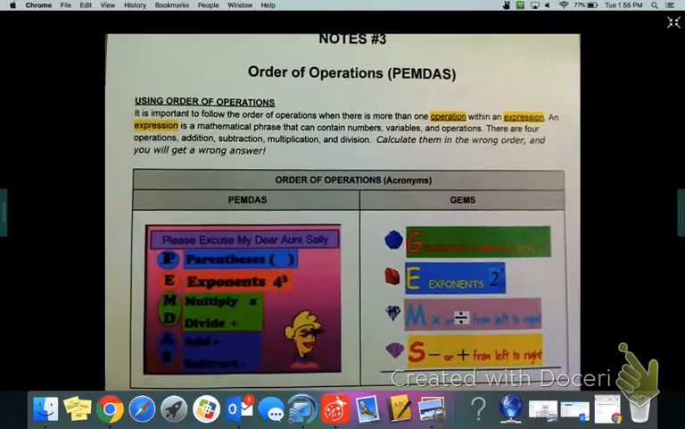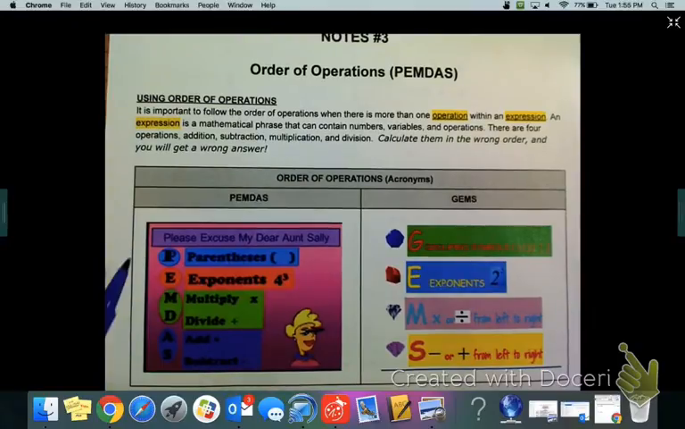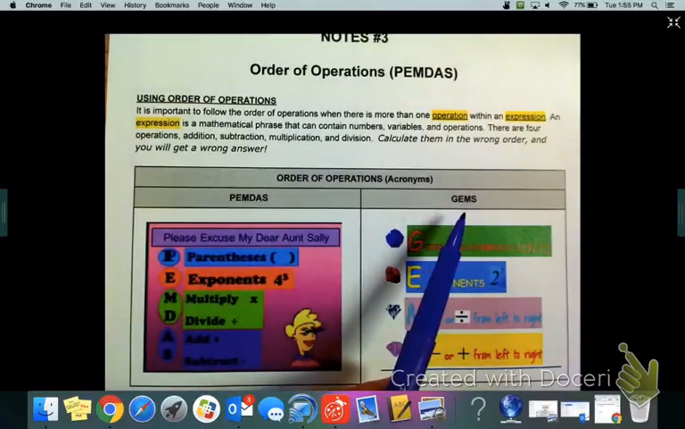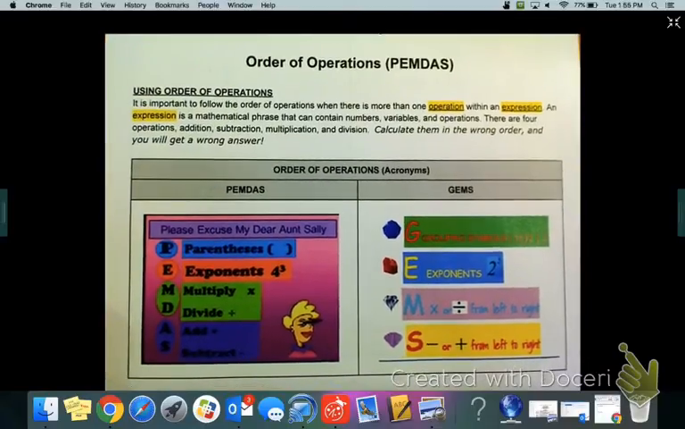In elementary school, you probably learned an acronym that helped you remember the order that the operations should be solved in. You might remember PEMDAS, please excuse my dear Aunt Sally. Or you might have heard of GEMS. GEMS is new. It's a new way that teachers are using to help kids remember it. So you use whichever one helps you.